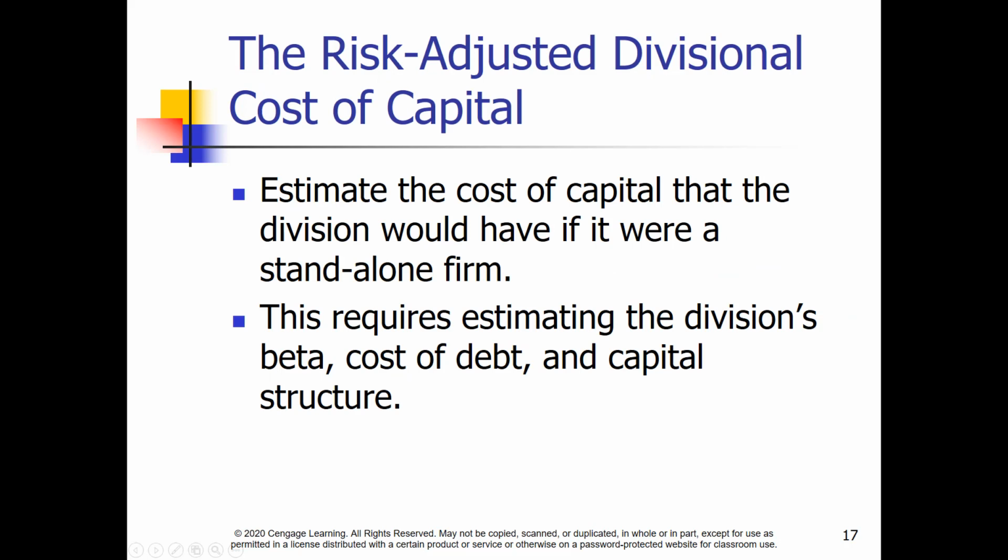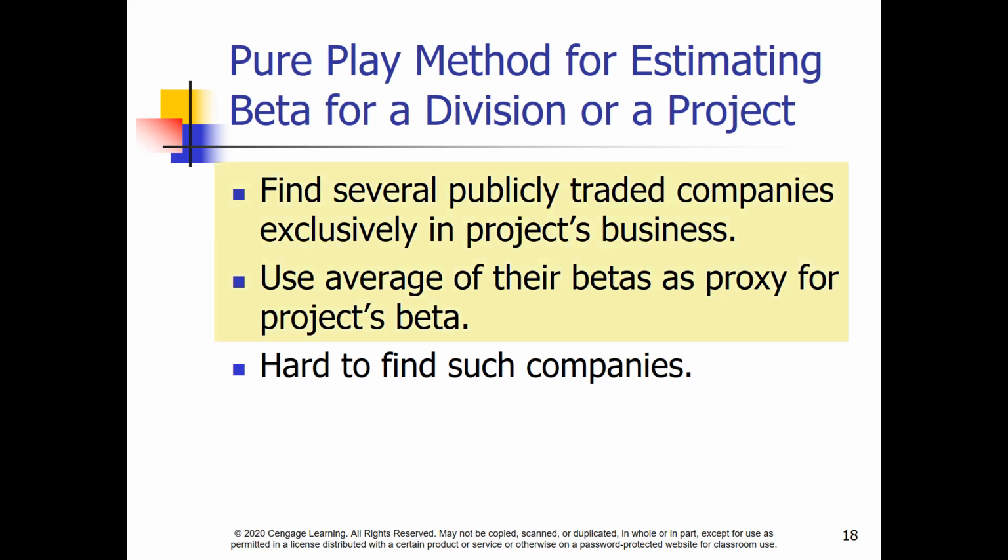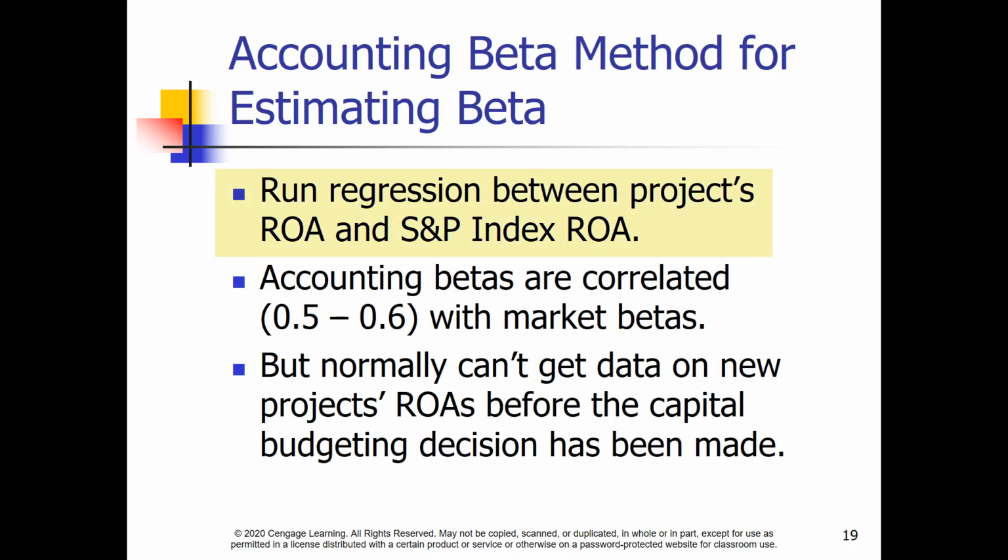So how can we adjust the firm's cost of capital for individual divisions and projects? We could estimate a cost of capital for each division alone, but that requires inputs that may be hard to get. The pure play method involves finding comparable companies exclusively in the project's line of business and using the average of their betas. Sounds easy enough on paper, but in reality it is not easy to find comparable companies or ones that are only in the project's business. If the data for the accounting beta method is available, then it can be used, but this is usually not the case. Consider, how valid would a project ROA be on a project not yet launched?